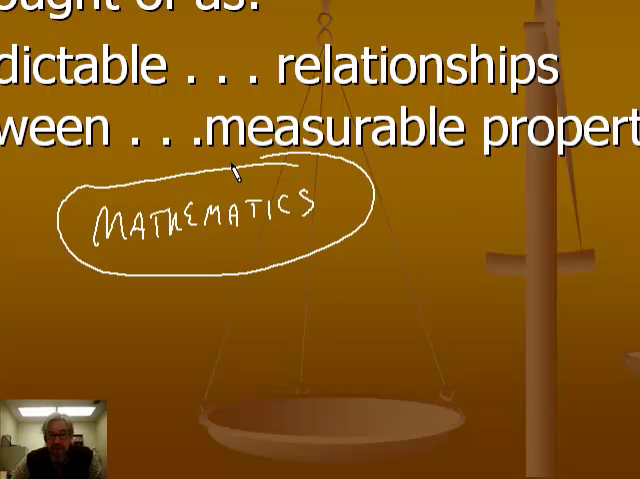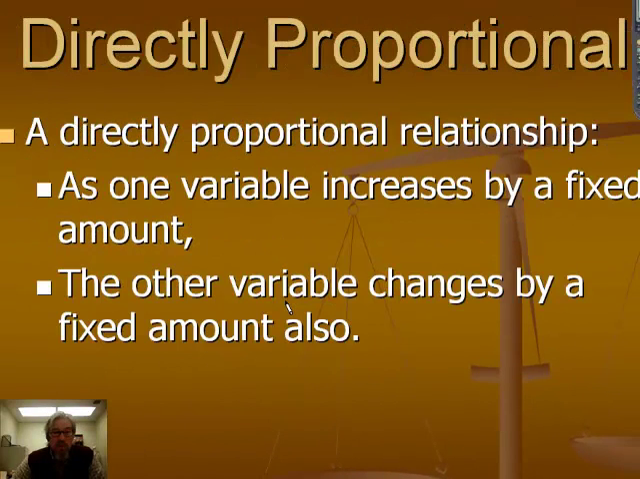It was invented by scientists who needed tools to be able to express their ideas and make predictions based on what they knew. We're going to focus on two kinds of relationships that are very useful in science. One is called directly proportional relationships, and the second one is called inversely proportional relationships. In directly proportional relationships, we have the idea that as one variable increases by a fixed amount, the other, related variable also changes by a fixed amount.